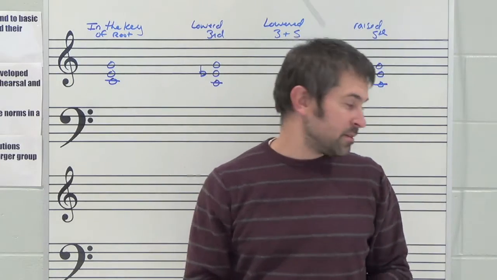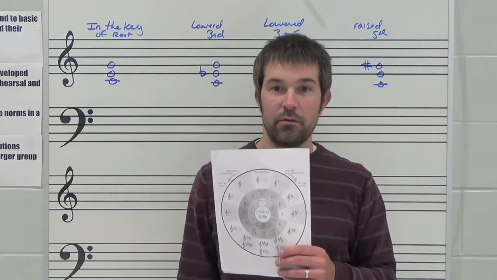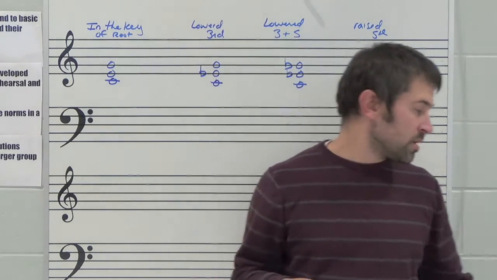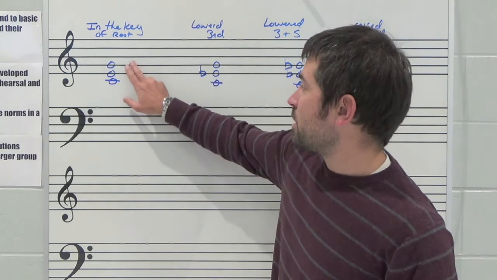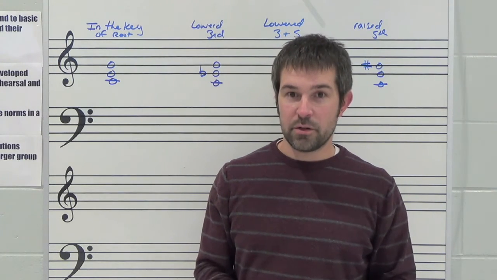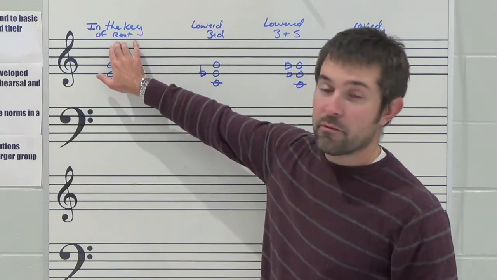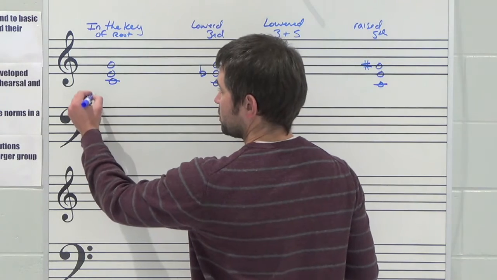And I either know that C major has no sharps and no flats in it, or I can consult my circle of fifths and I'll come to the conclusion that there are no sharps and no flats in the key of C. If our third and our fifth both fit within the C major scale, or within that key signature of C major, if both those notes are in the key of the root, then this is a major triad.